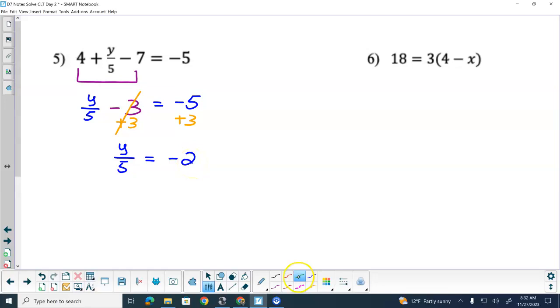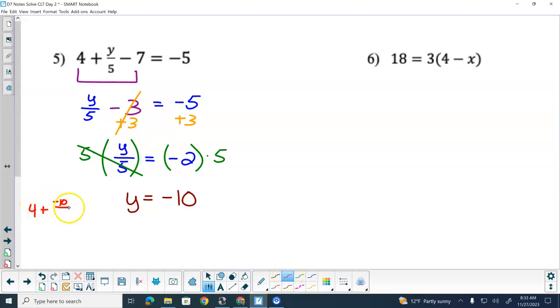Then I'm going to multiply both sides by 5 because I'm dividing by 5. So then these cancel each other out. And that leaves me then with y equals negative 10. Now I have to check it so that I know right away that I'm right or not. Because if I'm not right, I'm not going to go on to the next one. Okay? Right.